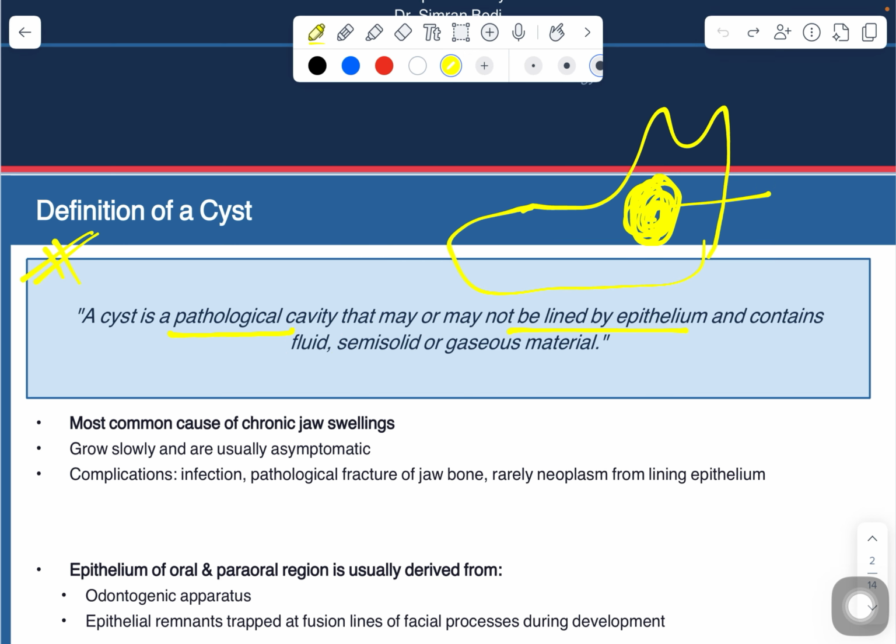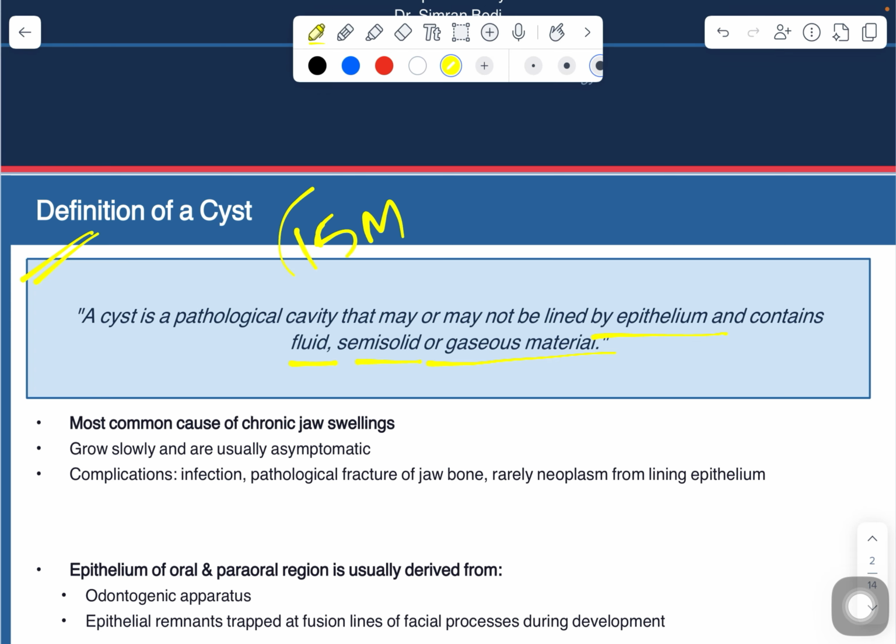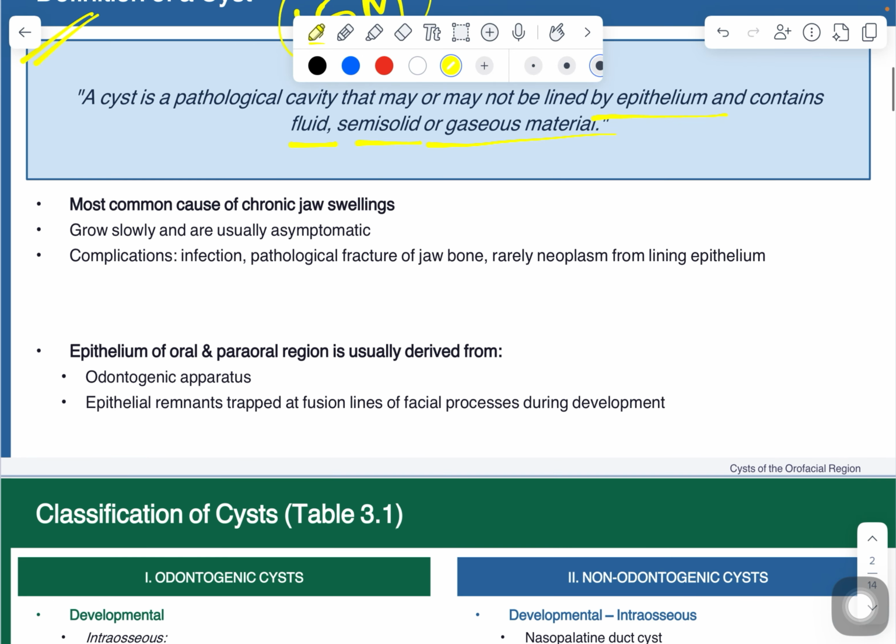Cyst is a pathological cavity that may or may not be lined by the epithelium and contains fluid, semi-solid or gaseous material. A very important 15 marker question: define a cyst, classify and OKC. So what is a common effect of cysts? Cysts may cause infection, pathological fracture or neoplasm.